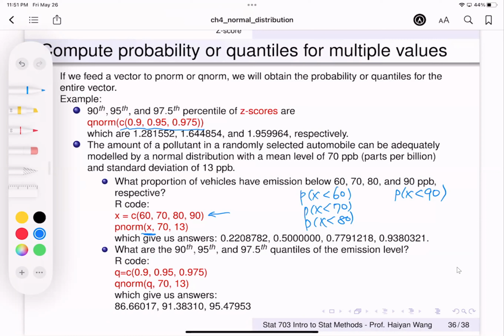The next one, we want the 90th, 95th, 97th percentile of the emission level. For all these percentiles, we again put all these proportions in one variable, call it q, and then we do qnorm with that vector, and it will give us all of these percentiles at the same time. So that is to get the percentiles.